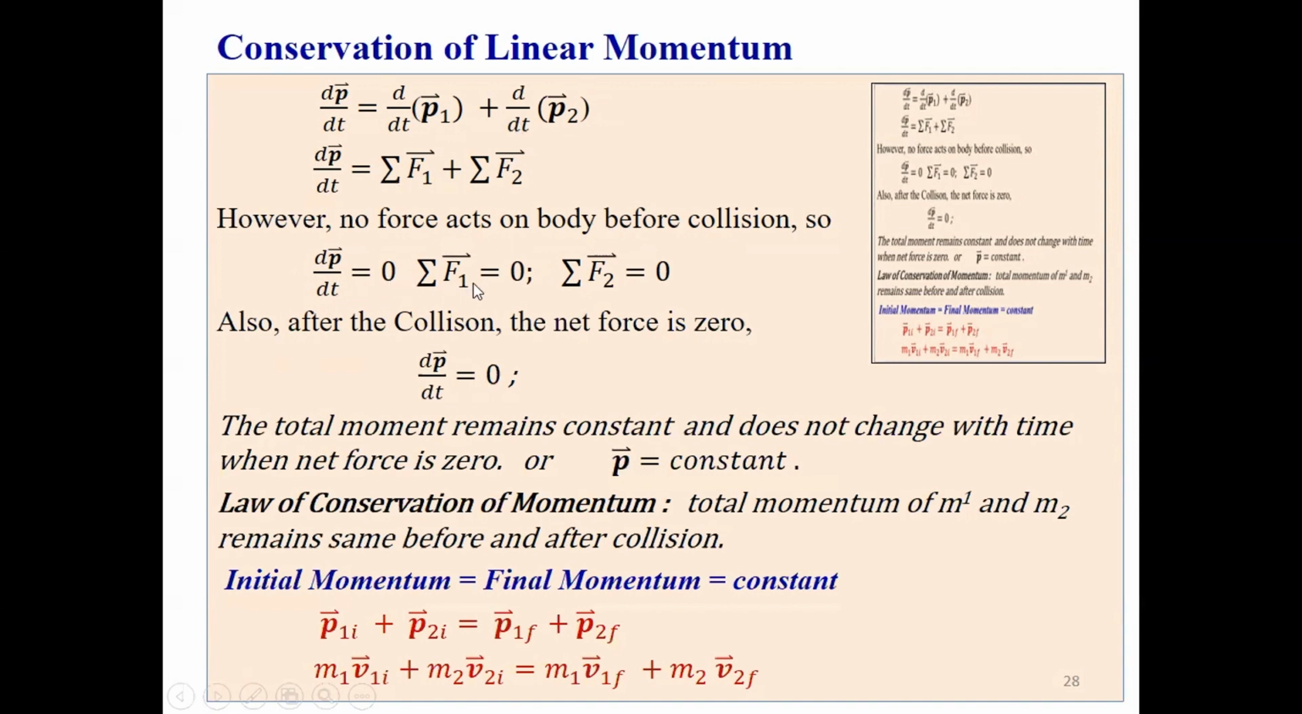So the sum of all forces on particle 1, the net force, is 0. Similarly, the net force on particle number 2 is also 0. So after the collision, this rate of change of momentum must remain equal to 0. Therefore, the total momentum remains constant and does not change with time when the net force is 0. So P is constant. Therefore, we can safely say the law of conservation of momentum is saying that the total momentum of masses M1 and M2 remains the same before and after collision.